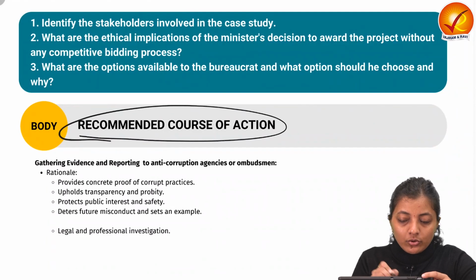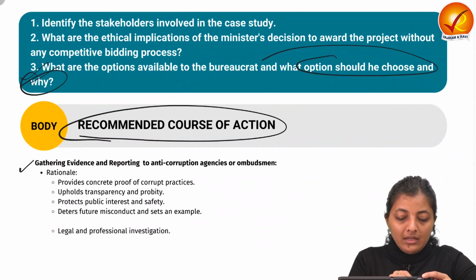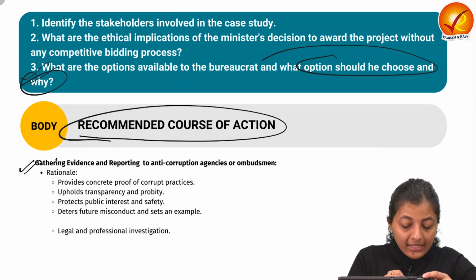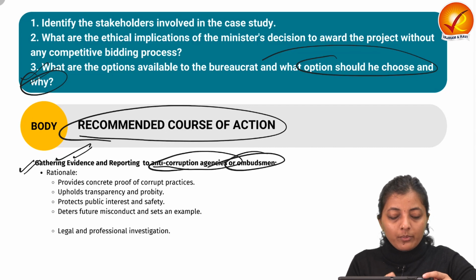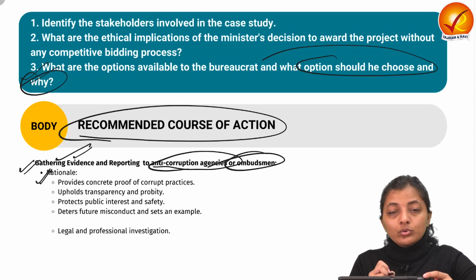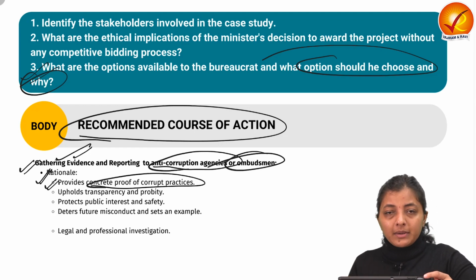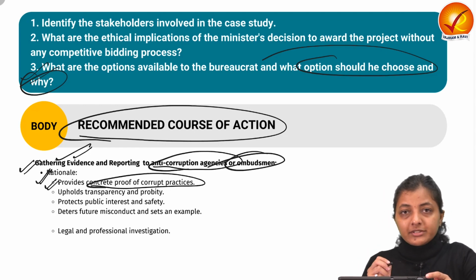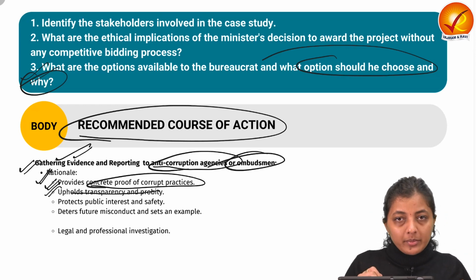Next is the recommended course of action. It means what option he should choose and why. So what he can do is gather the evidence and report to the anti-corruption agencies or ombudsman. So how would he do that and why would he do that? Because it provides concrete proof of the corrupt practices of the minister and the contractor. It upholds transparency and probity. It protects the public interest and safety.